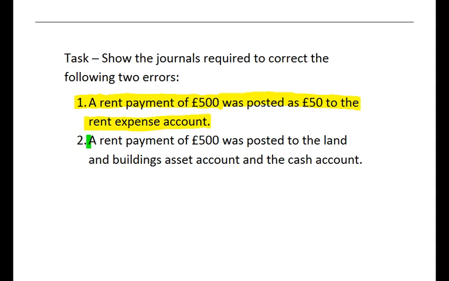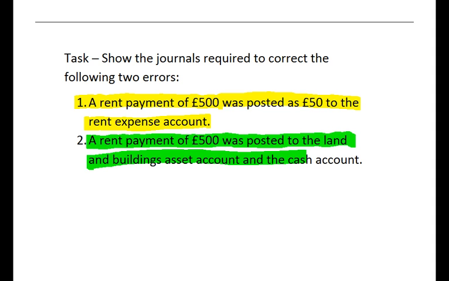Well, what about our second error now? So rent payment of £500 was posted to the land and buildings asset account and the cash account. So again, we've paid rent to our landlord. Now that rent payment should be an expense. Now what they're telling us is they've actually posted it to the wrong T account. They posted it to the land and buildings asset account.